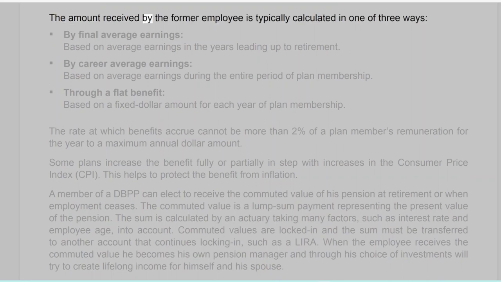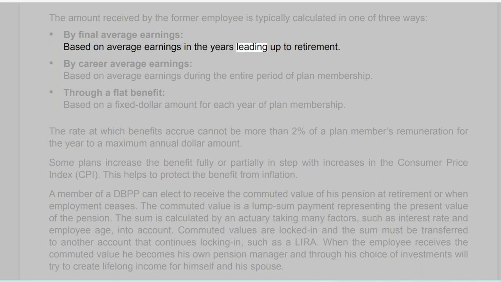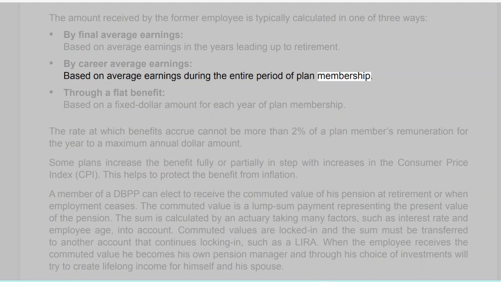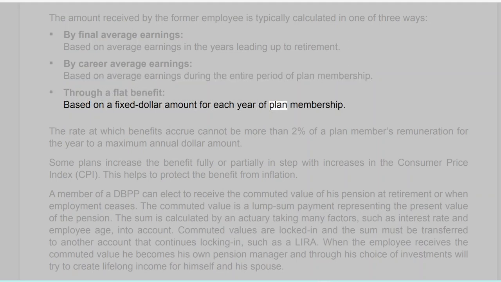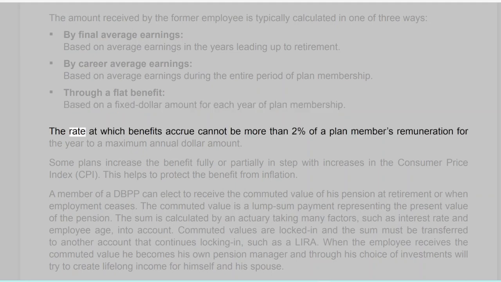The amount received by the former employee is typically calculated in one of three ways. By final average earnings, based on average earnings in the years leading up to retirement. By career average earnings, based on average earnings during the entire period of plan membership. Through a flat benefit, based on a fixed dollar amount for each year of plan membership. The rate at which benefits accrue cannot be more than 2% of a plan member's remuneration for the year to a maximum annual dollar amount.